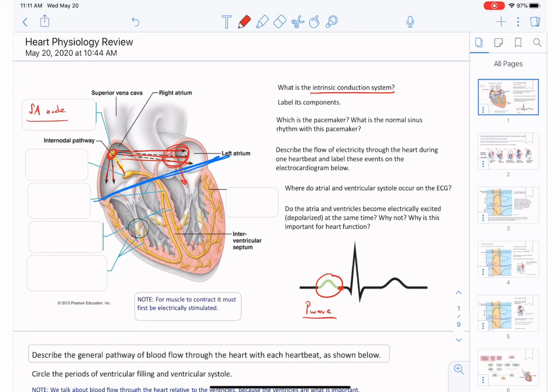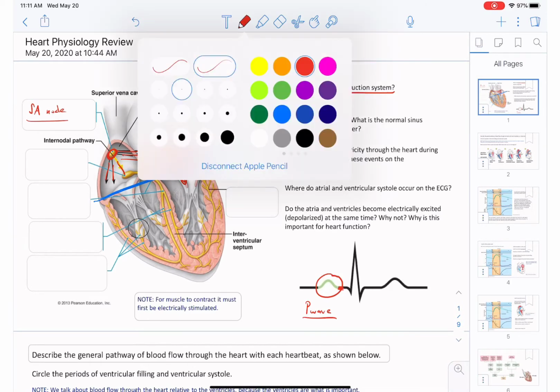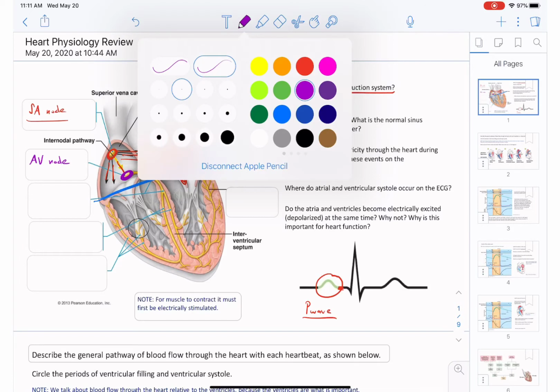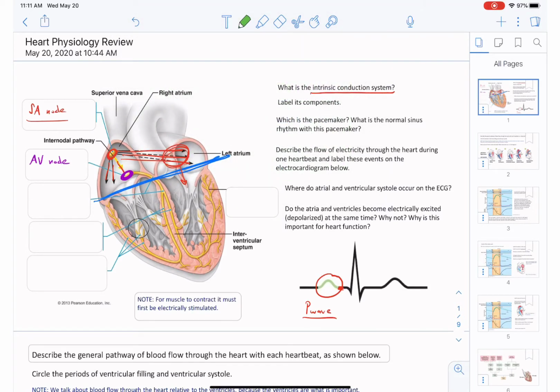So all of that occurs, we get the P wave, we get atrial systole, but now that electrical signal has to get down into the ventricles. How does it do that? Well, during this atrial depolarization, that feature of the intrinsic conduction system also becomes electrically excited. What is that feature there? That's the AV node.